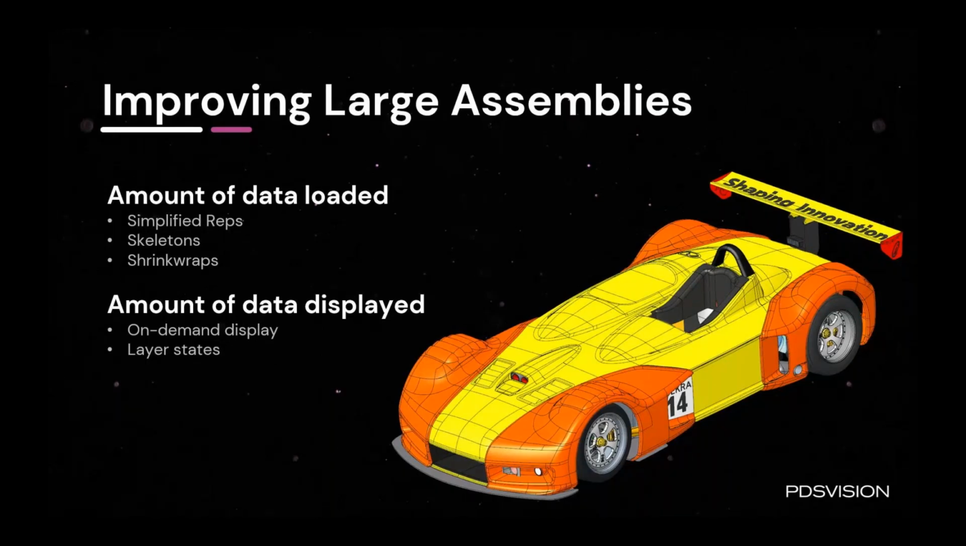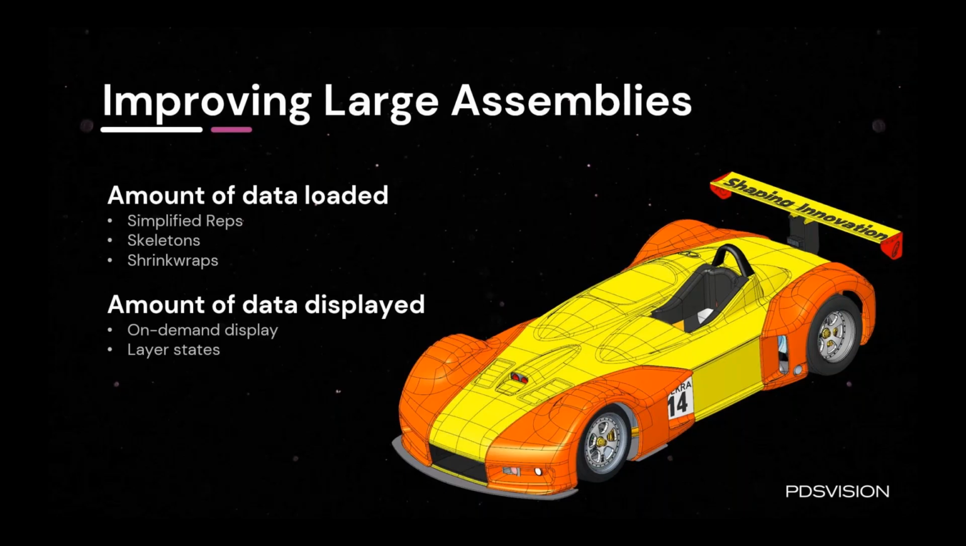They break down into two key areas that affect performance: the amount of data that's loaded into the system, and the amount of data that's actually on screen. I think this has become less of a problem. With more powerful hardware, we can work on larger models, but our products are also getting slightly more complex. So to reduce the load on the system, we have a few tools that we can use to aid with that. We've got things like simplified representations for the amount of data that's loaded.